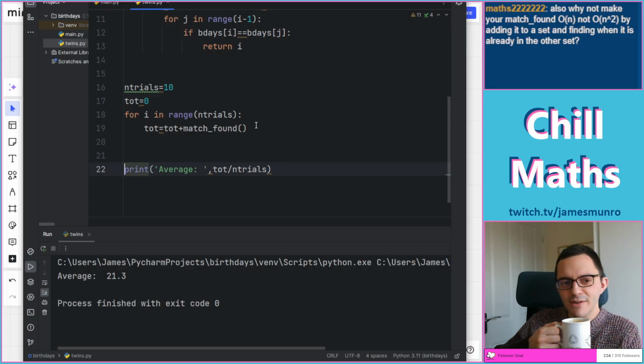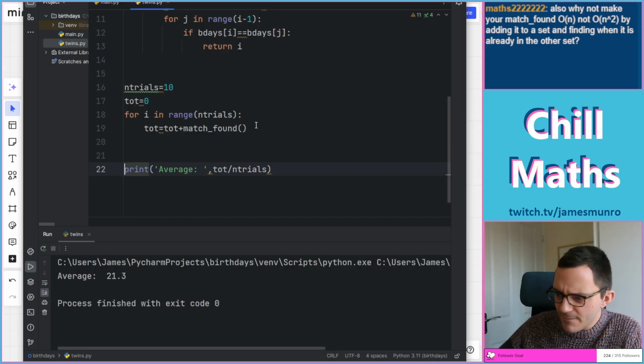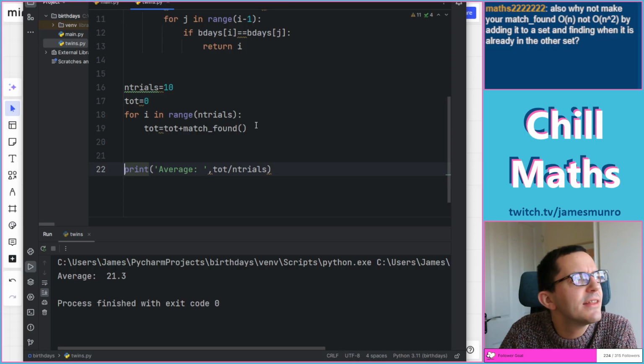Yeah, I'm doing a very slow code, right? What's the suggestion? Adding it to a set and finding when it's already in the other set. Yeah, I thought about that, right? About popping things off and putting them in the other set. Or is that silly? Is that order n? Finding if it's in the other set feels slow? I guess Python does it with in, doesn't it?